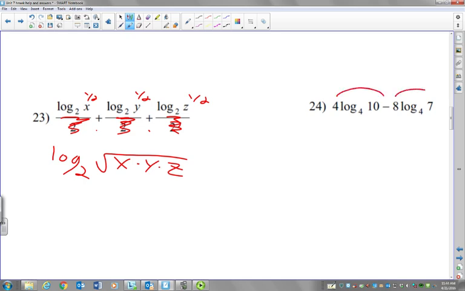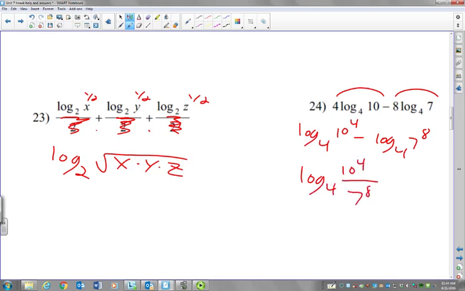Okay, now remember the subtraction becomes division for like number 24. So don't forget to put your exponents in front first. So we have log base 4, 10 to the 4th power, and then minus, so leave the minus there, and then log base 4, 7 to the 8th power. Cool. So then the minus becomes division with 1 log, so log base 4, and then 10 to the 4th, instead of minus, it's going to be divided by 7 to the 8th power.